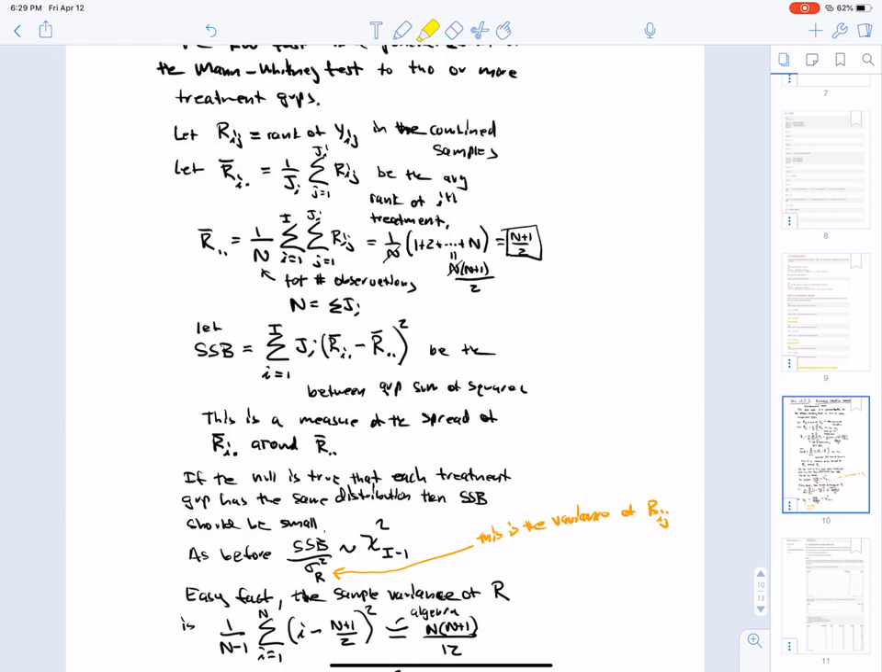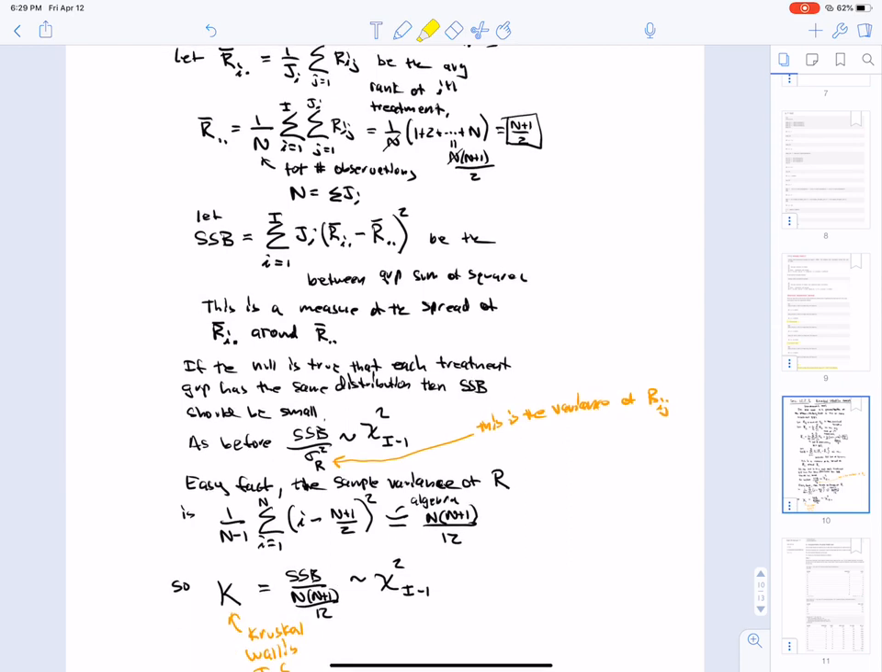So now, as before, SSB over the variance of a rank is a chi-squared with I minus 1 degrees of freedom. So here, what I mean by the variance of a rank is Rij. From my sample, if I just take a rank, so let's say a number from 1 to 12, what's the variance that I get when I just randomly choose a rank? That's something that you can compute at least approximately for a sample, right?